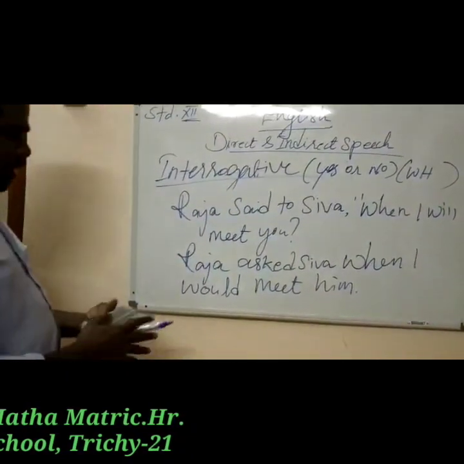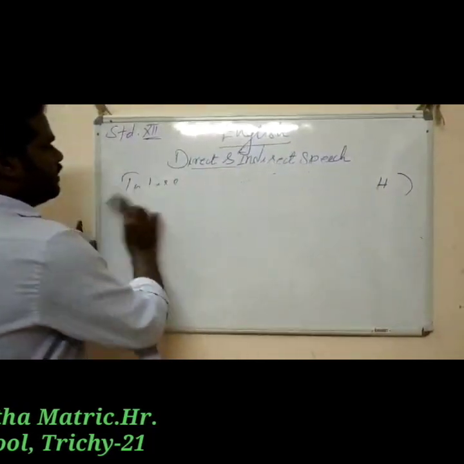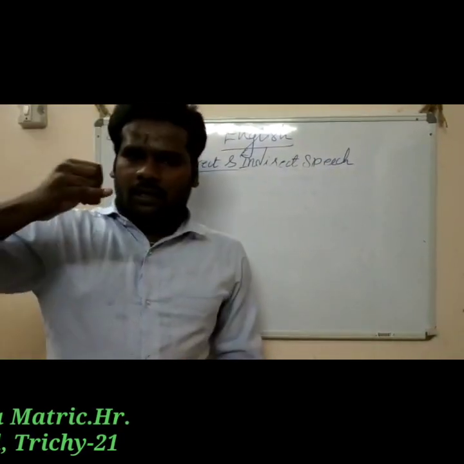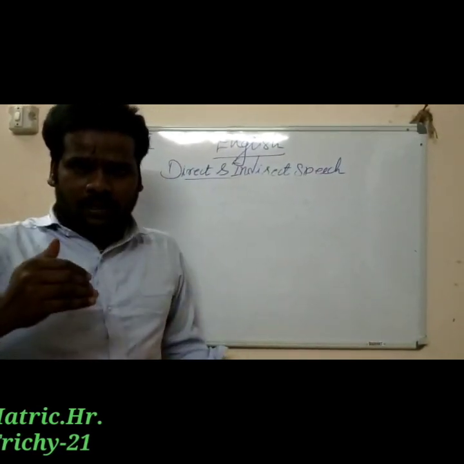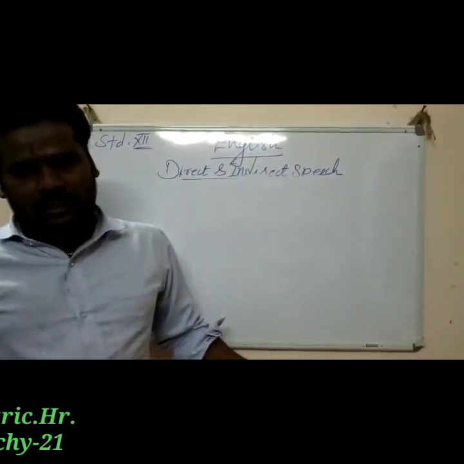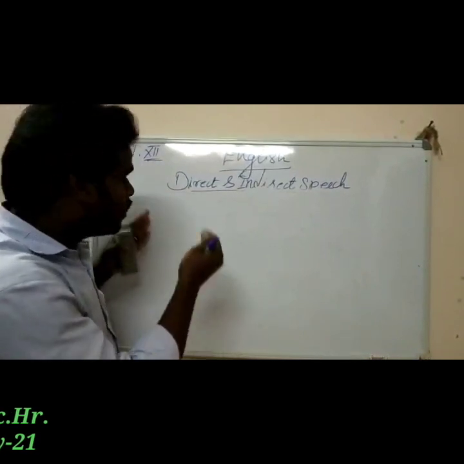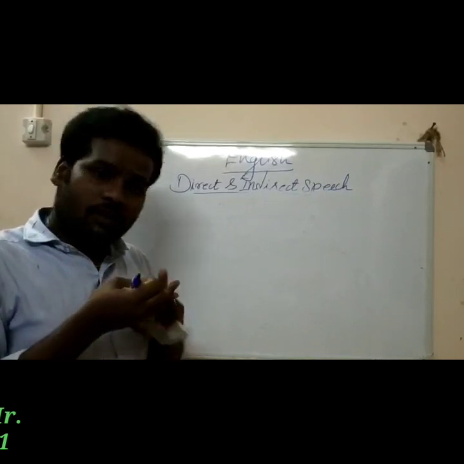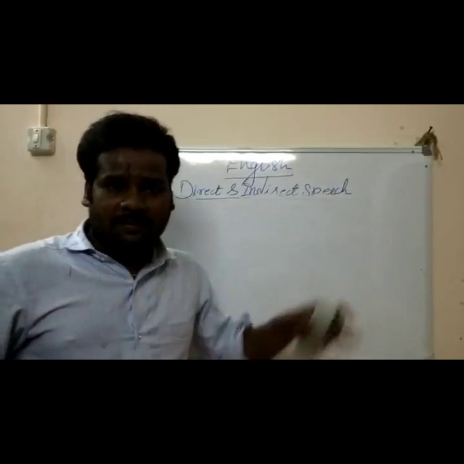That's all. We have seen statement and interrogative types. For statements we covered present continuous, present perfect, past perfect and simple past, and the rules for changing direct to indirect and indirect to direct. Then interrogative types: yes or no type and WH question. Next class we will continue with imperative and exclamatory sentences. Thank you.